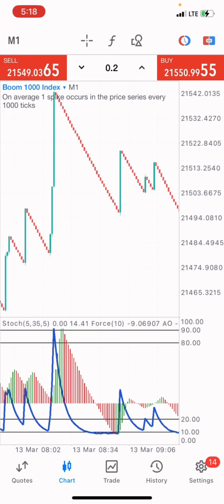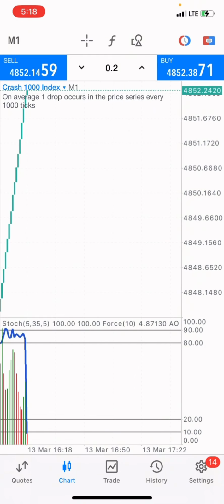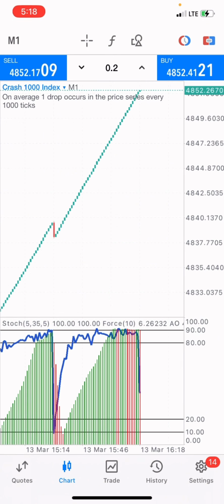So this is for the Boom 1000 index market. We are selling the Boom 1000 index market. All right, so let's check out the Crash 1000 index market, because in this market we want to be buying this time. We don't want to be selling, we want to be buying.